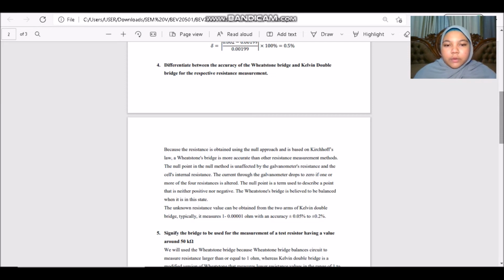The current through the galvanometer drops to 0 if one or more of the 4 resistances is altered. The null point is a term used to describe a point that is neither positive nor negative. The Wheatstone bridge is believed to be balanced when it is in this state. The unknown resistance value can be obtained from the two arms of the Kelvin Double bridge. Typically, it measures 1 to 0.00001 ohm with an accuracy of plus minus 0.05% to plus minus 0.2%.